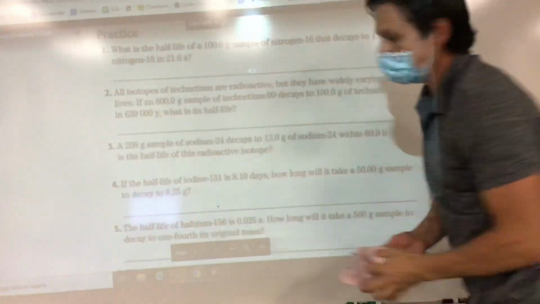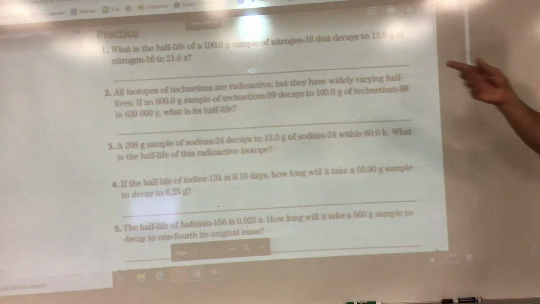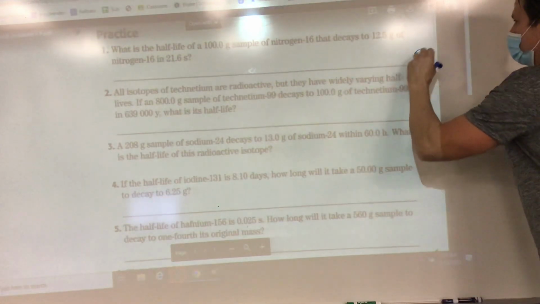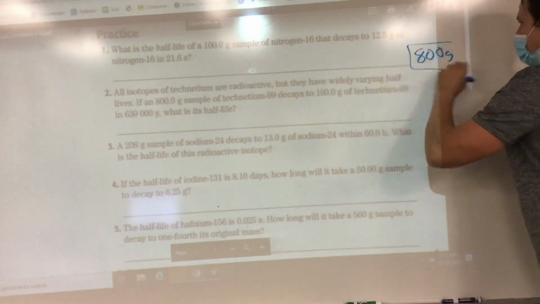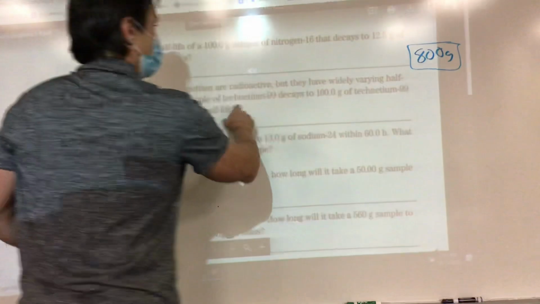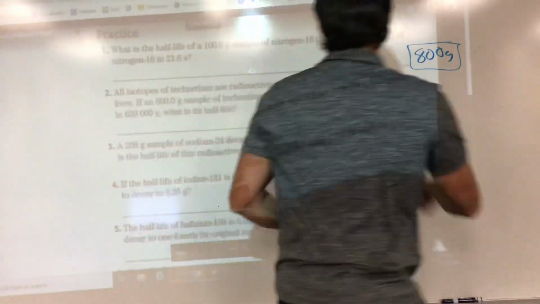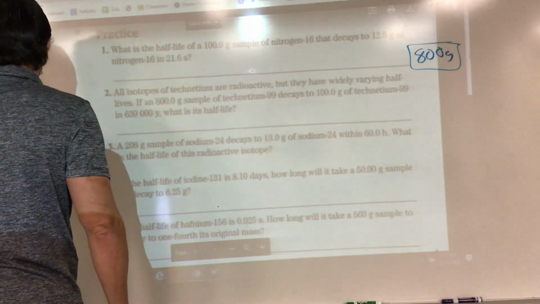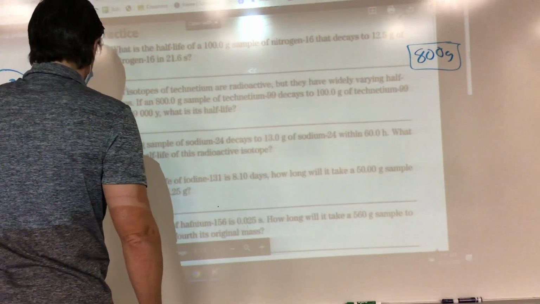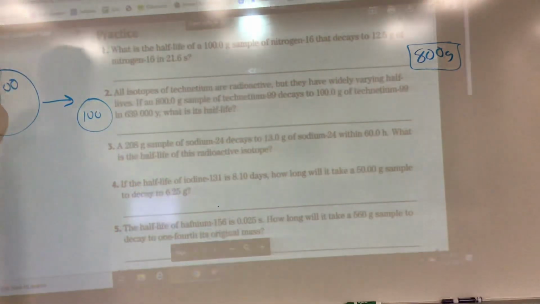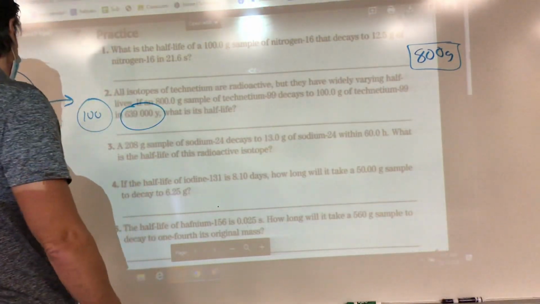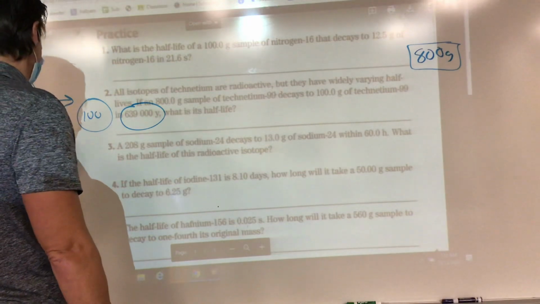All right, number 2. All isotopes of titanium have a widely varying half-life. I've got 800 grams of that total thing, and it decays to 100. So like I did, I'll make my little big shapes as a visual aid. It went from 800 to 100, and it did all that in this amount of time right here, a lot bigger, 639,000 years.